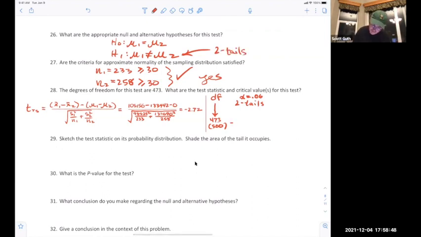Okay, so when you look that up, you should get 1.885. And then I think I'll just do a little sketch just to put all this together here. This will be plus or minus, so it's two-tailed. So we get a positive 1.885 critical value and a negative one.